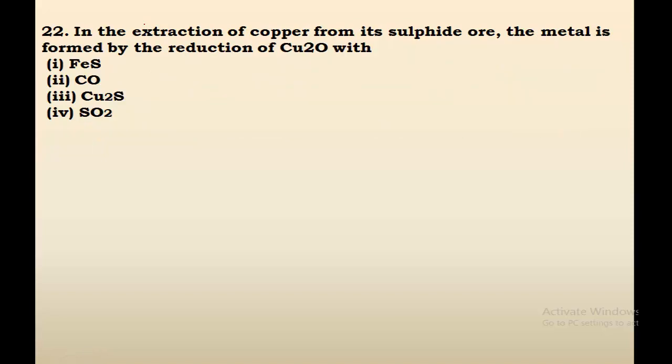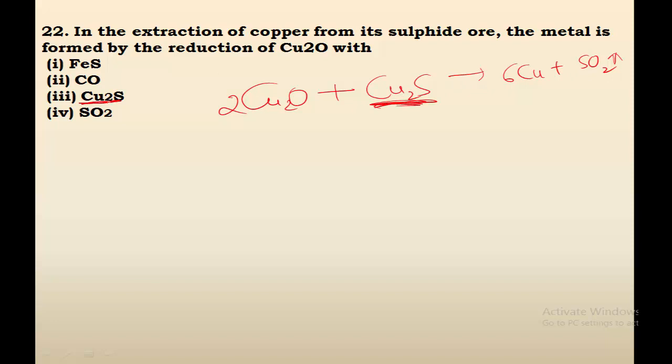So 22nd. In the extraction of copper from its sulfide ore, the metal is formed by the reduction of Cu2O with what? Auto reduction, that is Cu2S. What does it give? It gives 6Cu plus SO2. So here 2Cu2O plus Cu2S gives 6Cu plus SO2. Option third is the right one. It is an example of auto reduction.